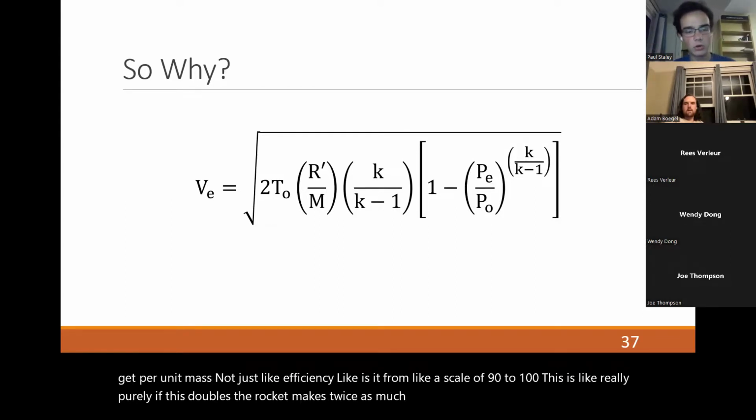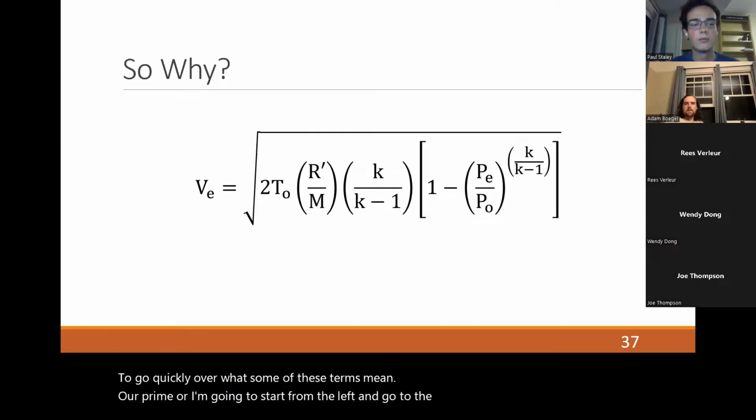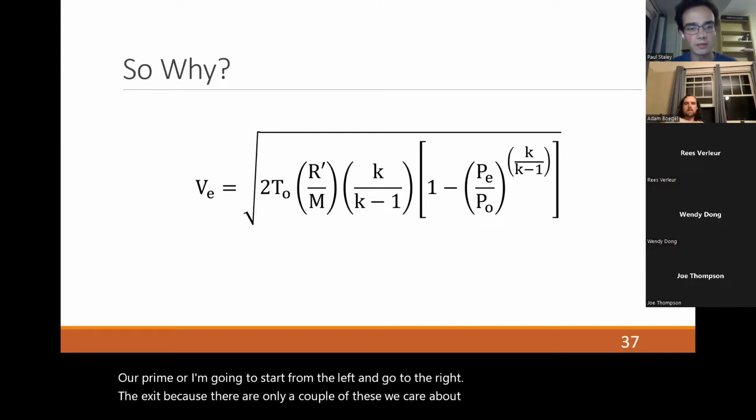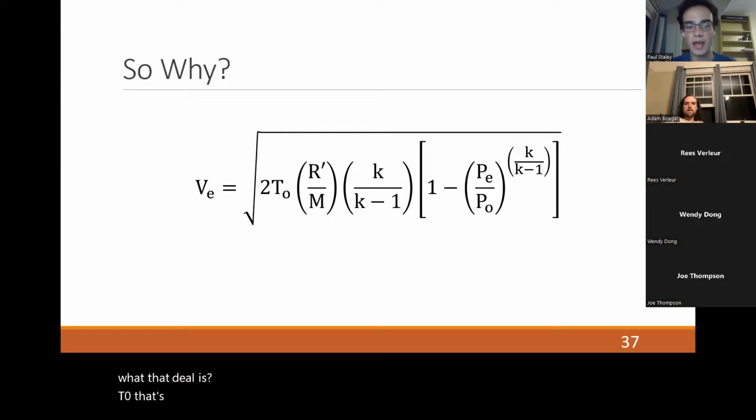And to go quickly over what some of these terms mean, I'm going to start from the left and go to the right, because there are only a couple of these we care about. Exit velocity, you guys know what that deal is. T0, that's the temperature at which the reaction is occurring.